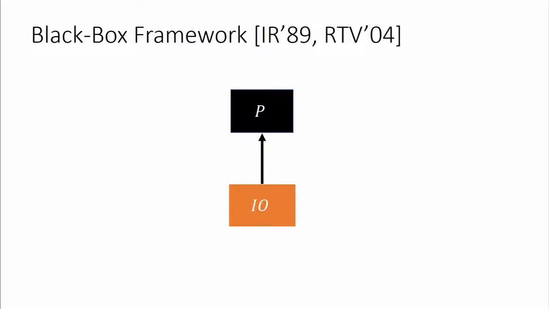What they meant by black box, I'm oversimplifying, was that suppose you want to do iO using some primitive P, you basically shouldn't look inside the P. You have to use only the input-output functionality of that primitive. For example, whether it's a one-way function or something else, you shouldn't look inside.